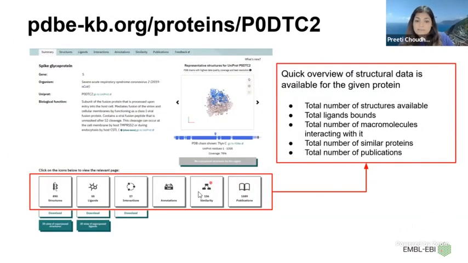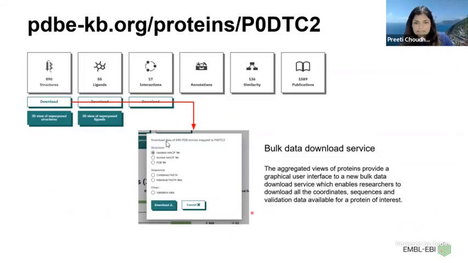Moving on, you also have these icons, which give you a quick overview of the structural data available for your protein of interest. For example, the total number of structures, the total number of ligands bound, how many macromolecular interactions there are, and similar proteins and various publications. You can download all this data by clicking on the download button present below each of these icons. Here you can download files like the mmCIF file, FASTA files, and even validation data.